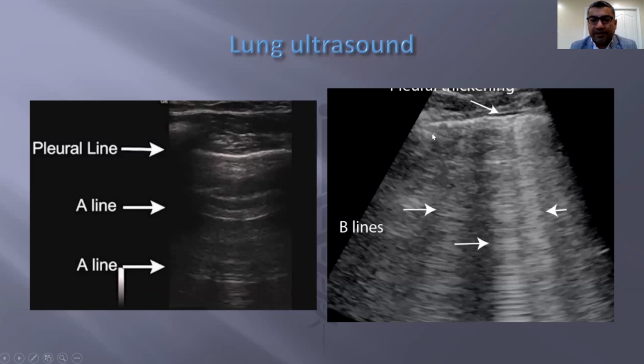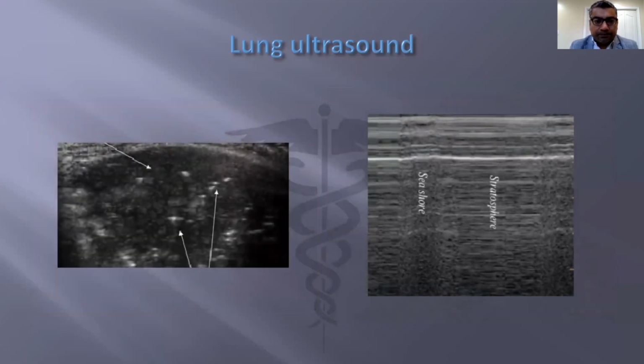Now, the B line is mainly where you have a pleural line, and all this reverberation area of vertical lines are B lines. And these B lines suggest that there is fluid in that area. Now, this can be multiple different things. One is pulmonary edema, second is ARDS. We'll talk about that.